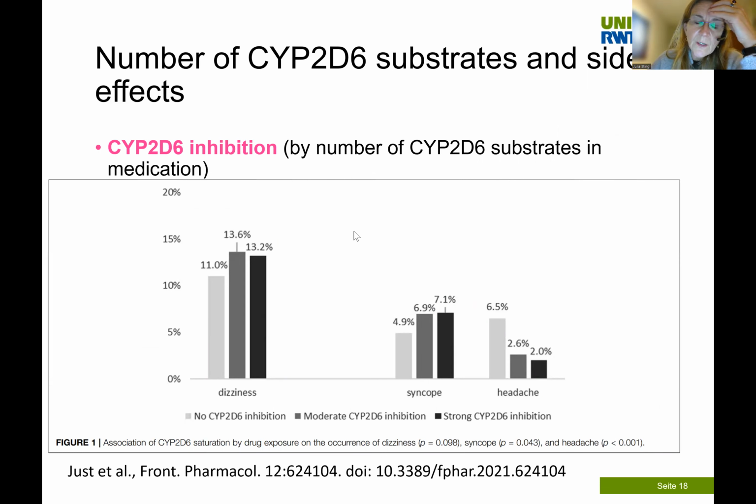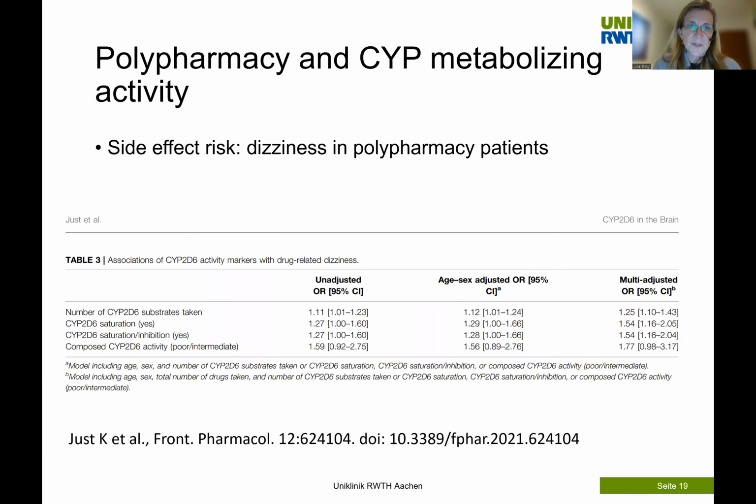And we studied whether the number of substrates of a drug metabolizing enzyme, CYP2D6 in that case, correlates with the side effect, in the thinking that multiple substrates of a single enzyme may cause a decrease in metabolism, leading to higher concentrations of all the other substrates. And indeed, we found that for dizziness, this was the case, whereas for the others, we did not see a correlation with the number of substrates.